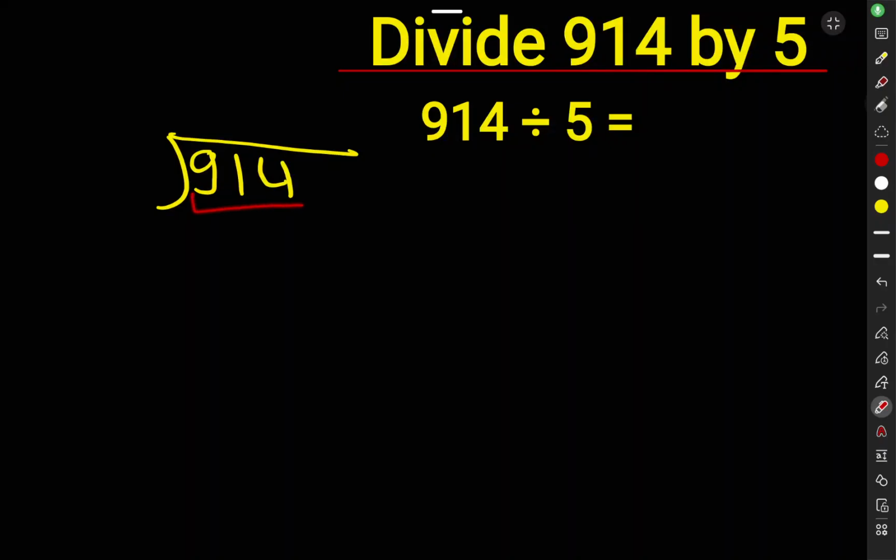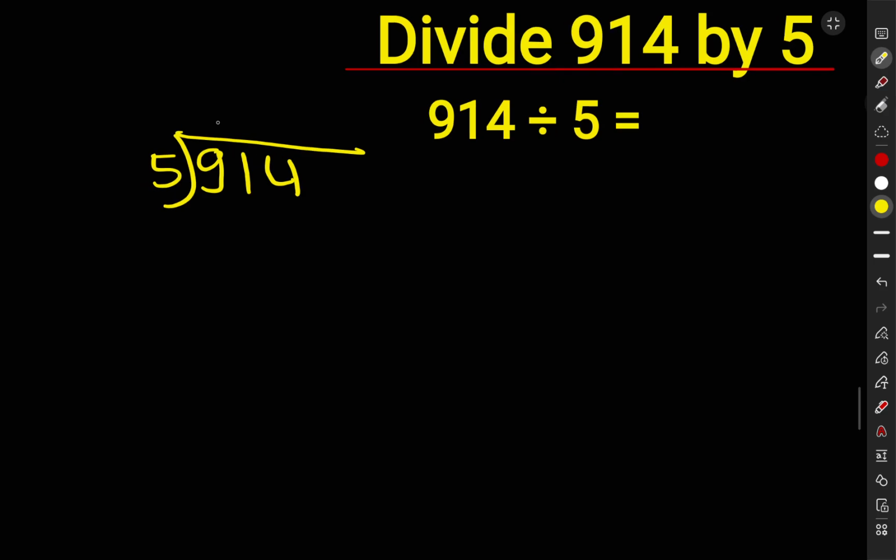Divide 914 by 5 in a long division method. 5 times 1 is 5. On subtracting we get 4. So now we put down this 1 and it is 41.